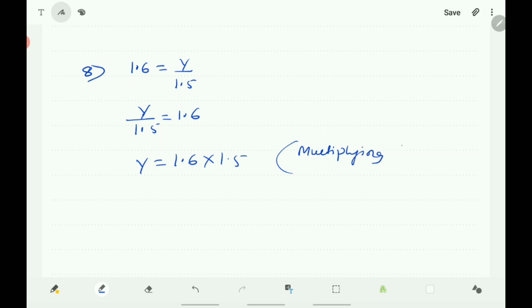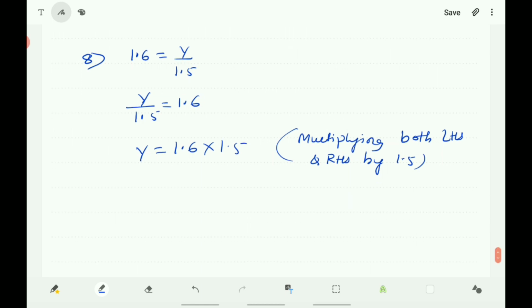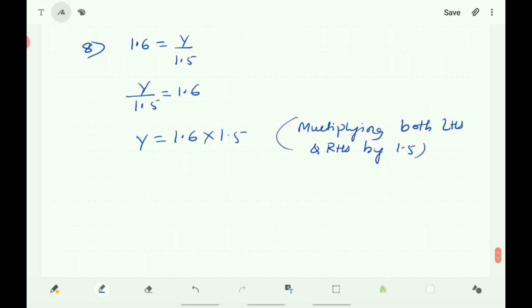It is nothing but multiplying both LHS and RHS by what? 1.5. It is nothing but the division by 1.5 is transferred to the RHS and converts into multiplication. So it is nothing but multiplying both LHS and RHS by 1.5. Now 16 into 15, that you know, it becomes 240. So here y is equals to 2.40. That is nothing but y is equals to 2.4.